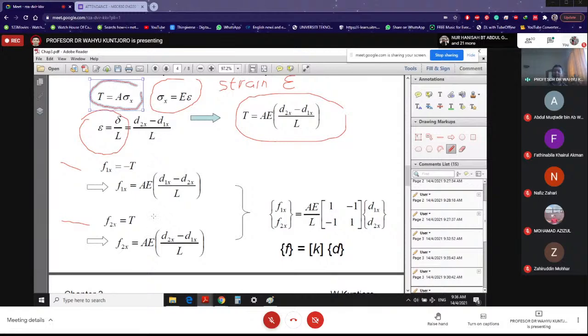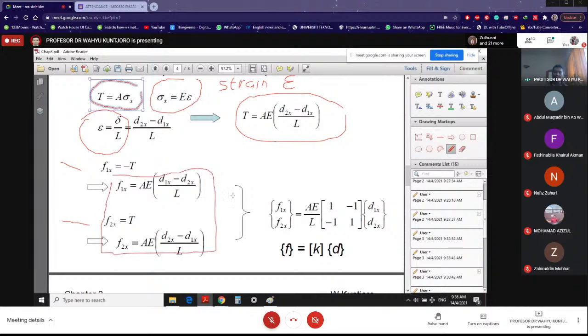But now let's look at F2x. F2x equal to T, and T is this. So that's what we have here. F2x equal to T, F1x equal to minus T. What you need to do is simply exchange d1x and d2x. So this is positive T, this is negative T. Observe it is d2 minus d1, it is d1 minus d2. Again, we do the same as what we have done on our spring. This is two equations.